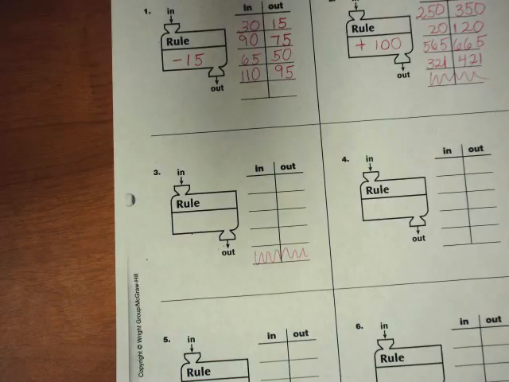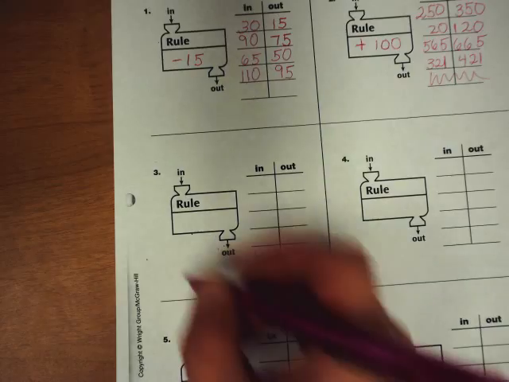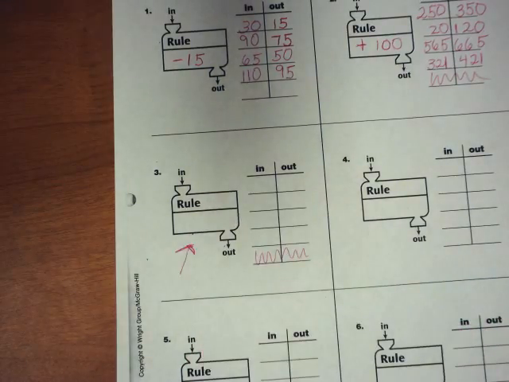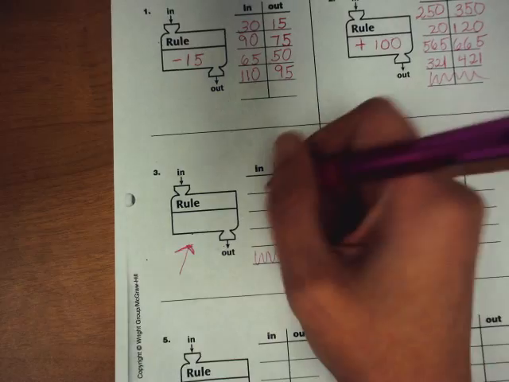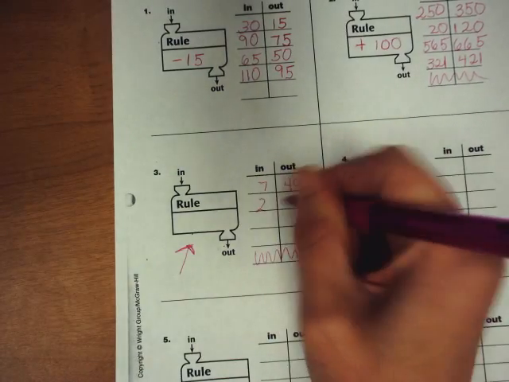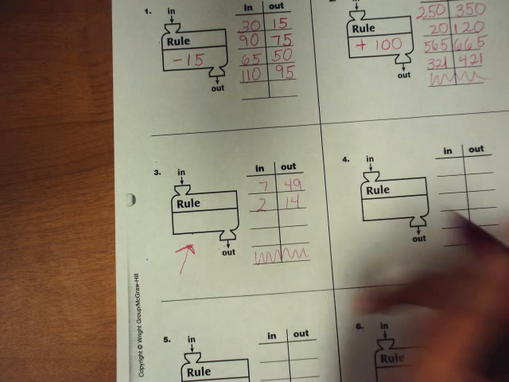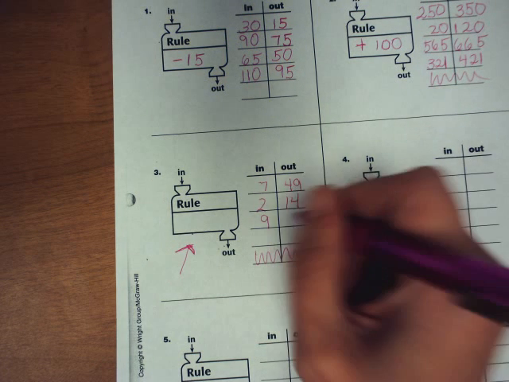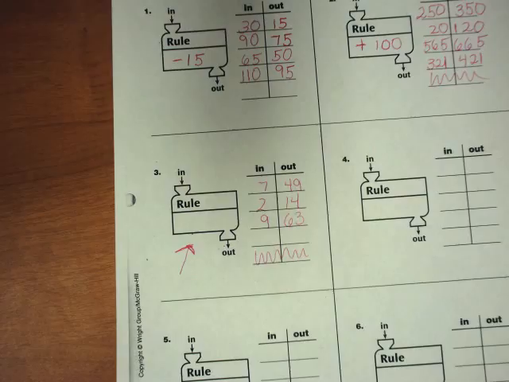And in type 3, the inputs and the outputs are both known. Our job today on this one is to find what that rule is. So our in is 7, our out is 49. Our in is 2, our out is 14. Our in is 9, our out is 63.